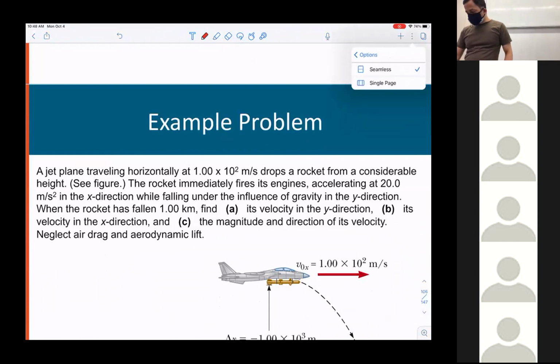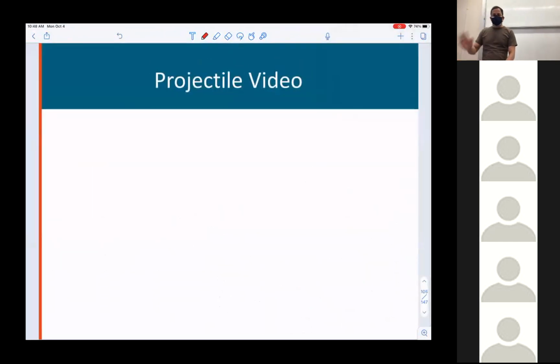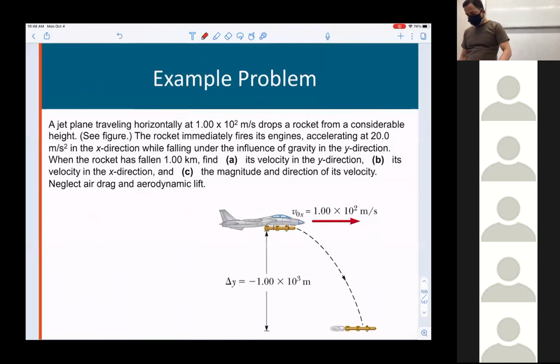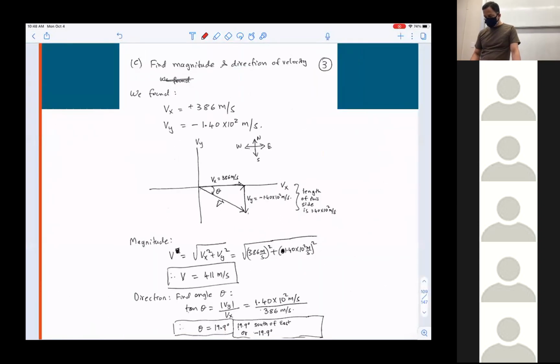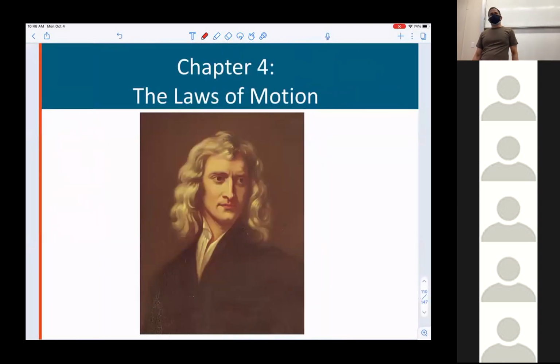Here's another sort of a simple example problem that I won't go over, but I'll kind of leave it for you to see. So again, there's a fighter plane here. It launches some projectile. It asks you a bunch of questions about it. So I'll just kind of leave that for you as some fun reading.